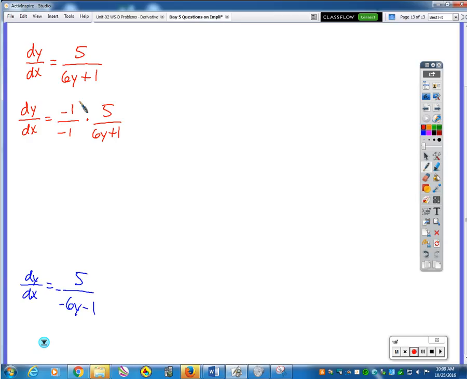Good. Negative 1 over negative 1 is simply 1. Sarah, if I take 1 times anything, have I changed what I multiplied? No, it's going to look different, but it's the same thing. Perfect. So now we have this.